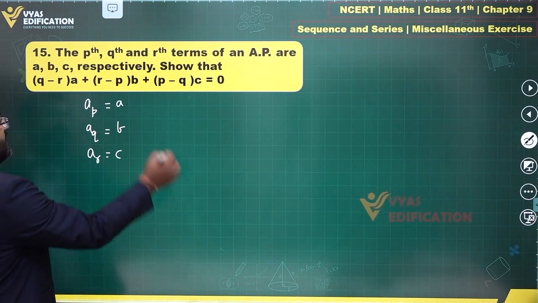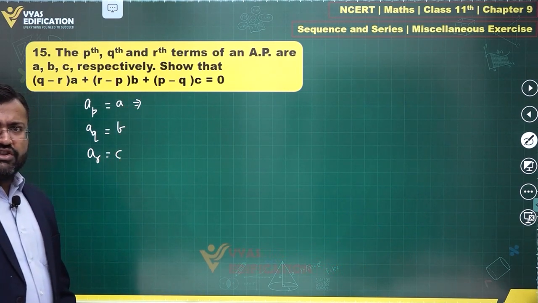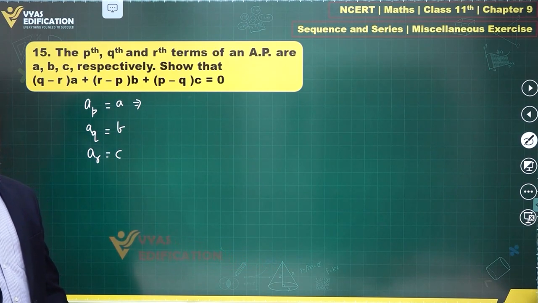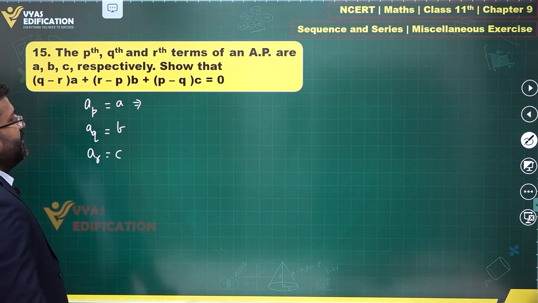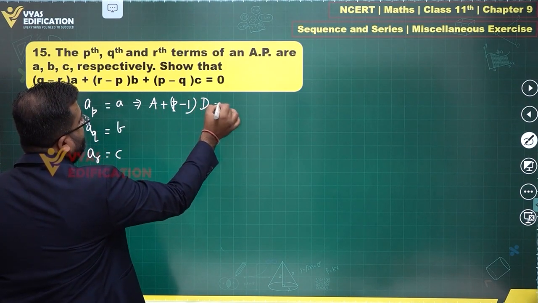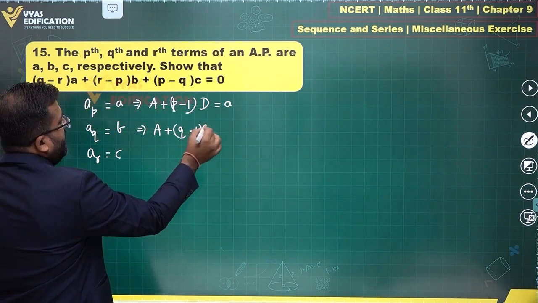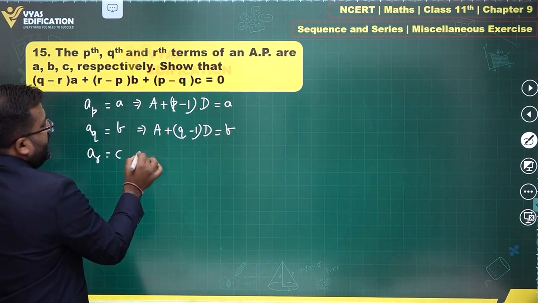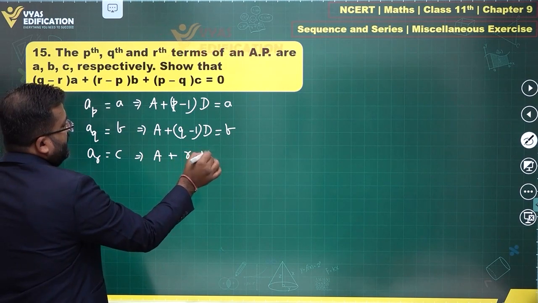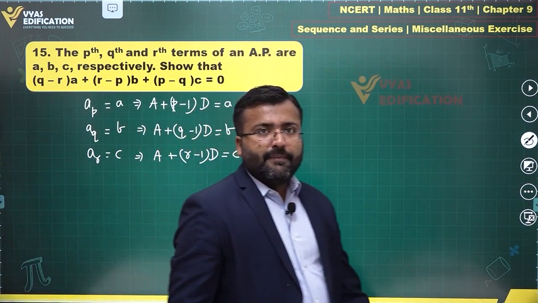Okay, so for an arithmetic progression, let capital A be the first term and capital D be the common difference. So the pth term is A plus (p minus 1) times D, which is small a. A plus (q minus 1) times D is small b. A plus (r minus 1) times D is small c. This is what you have.